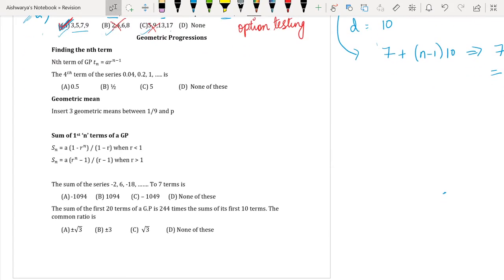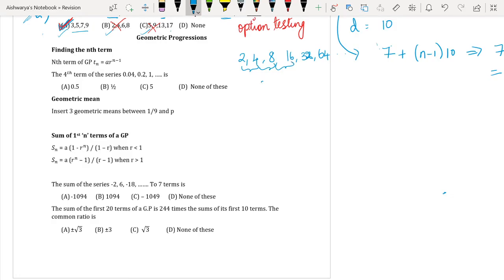In geometric progression, the series will look something like this. First will be 2, 2 2s are 4, 4 2s are 8, 8 2s are 16, 16 2s are 32. What is the next number? 32 into 2, 64. So like that you can predict the next number, but this is not called common difference, it is called common ratio.